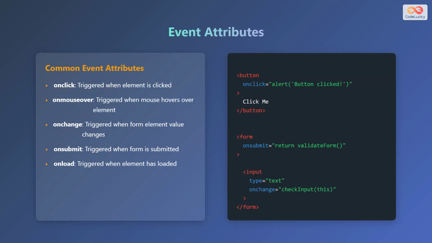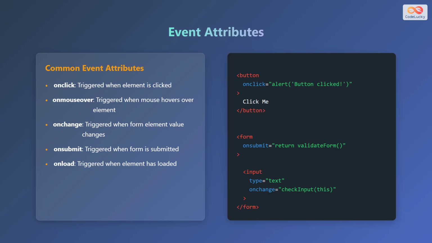Let's explore the event attributes. Common event attributes include onClick, triggered when an element is clicked. OnMouseOver, triggered when the mouse hovers over an element. OnChange, triggered when a form element value changes. OnSubmit, triggered when a form is submitted. And OnLoad, triggered when an element has loaded.